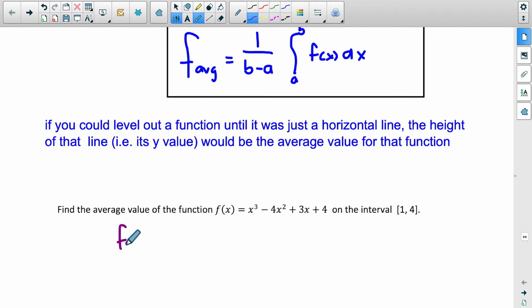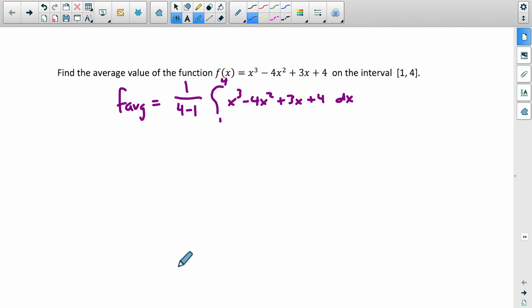So f average equals 1 over b minus a. You know what b and a are, right? That's the interval, so 4 minus 1. Then we're going to take the integral of the function, which is x cubed minus 4x squared plus 3x plus 4 in terms of x, with a lower bound of a, well, a is 1, and an upper bound of b, which is 4. And that's it. You solve that and you're done. And you know how to solve that.